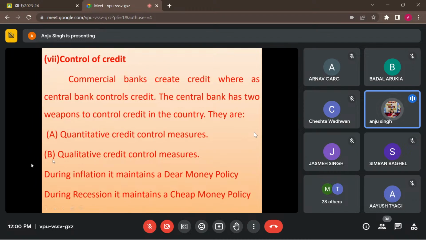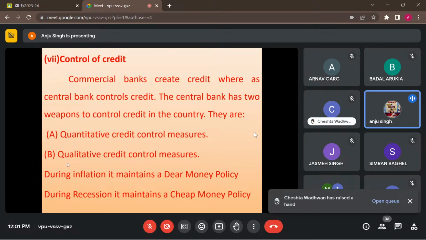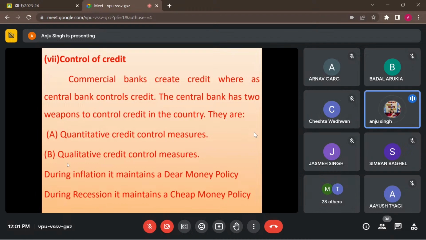Now, qualitative credit control measures. Those tools of credit control which regulate the nature of credit. Which tools do you think will qualify in this category? Cheshta? Margin requirements, selective credit controls, and moral suasion. Very good. And where will you include, children, your repo rate and reverse repo rate? These two tools have gone missing. Nobody told me. So where would you add repo rate and reverse repo rate?